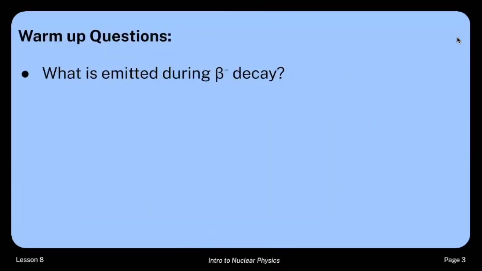So the first warm-up question is: what is emitted during beta minus decay? Like the name of the decay mode implies, when we have beta minus decay, a beta minus particle is released. And remember that a beta minus particle is the same thing as an electron. Those are two different names for the same thing. So similarly, if we had beta plus decay, we know that a beta plus or a positron is emitted.